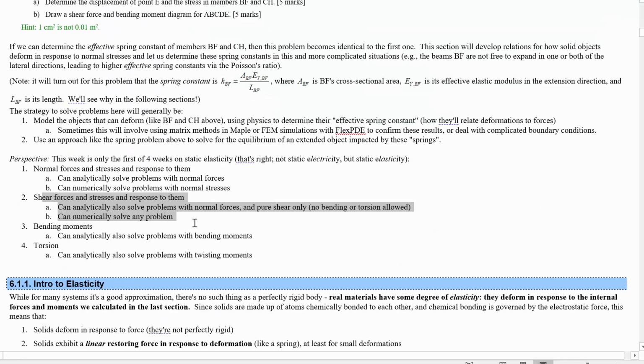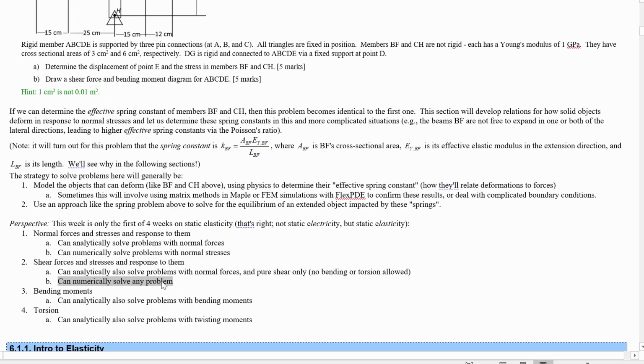There's certain ways to set up a problem so that you're guaranteed to have that symmetric shear, and then we're going to be able to analytically solve problems with that and normal forces put together. This is called pure shear with normal forces together. And numerically, the thing we're going to build up in FlexPDE with that is going to let us solve any problem. In fact, this is going to be the end of changing FlexPDE, and we'll just apply different things to it and build up more analytical understanding over the next 2 weeks.